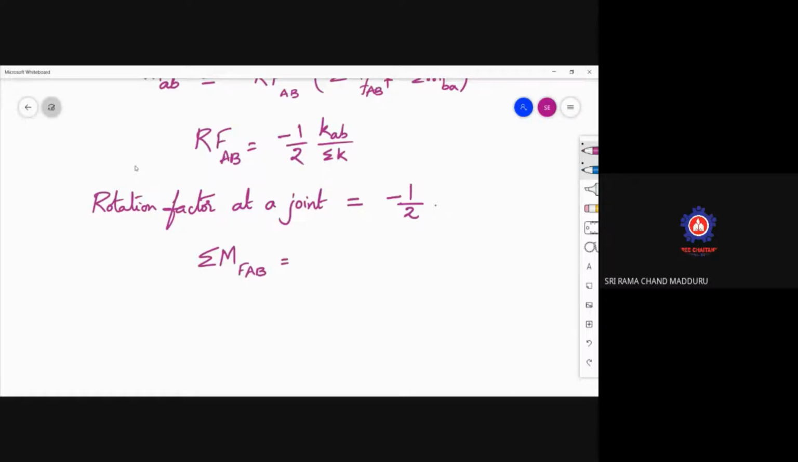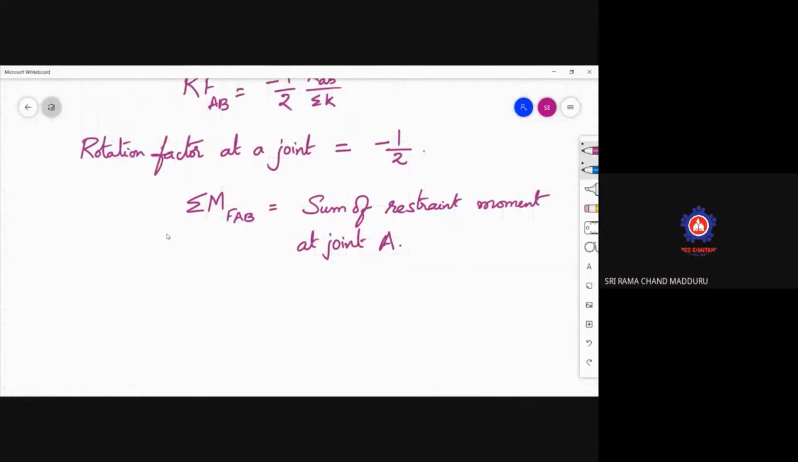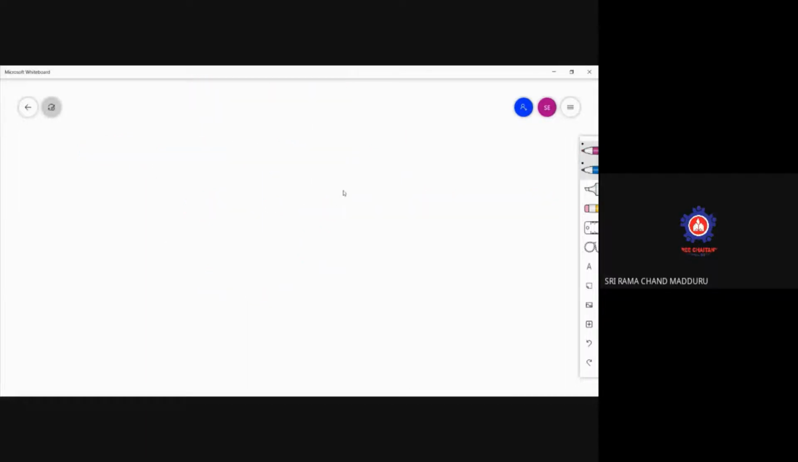This FAB can be considered as the sum of restrained moment at joint A. Sum of restrained moment at joint A. Sigma M BA is equal to... okay, note on this. Analyze the given continuous beam with the help of Kani's method.